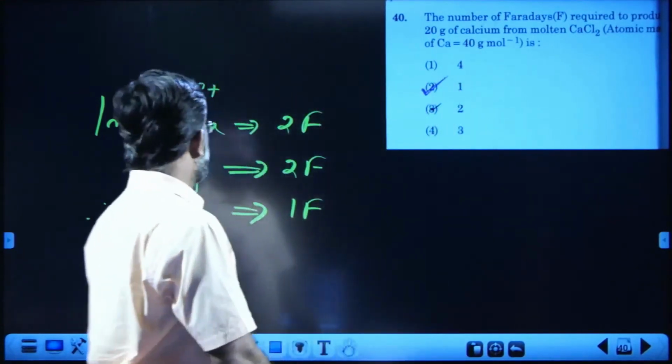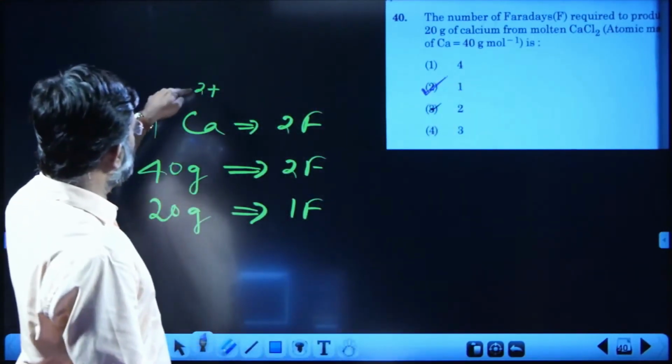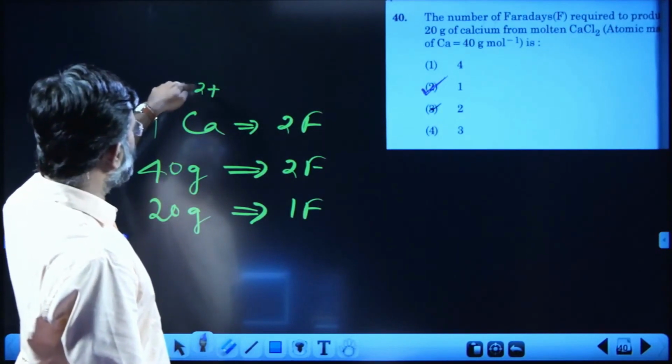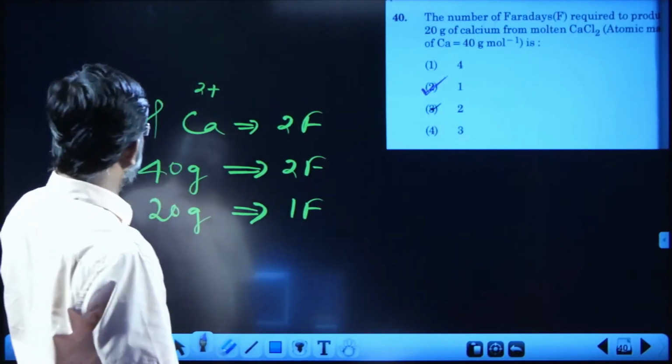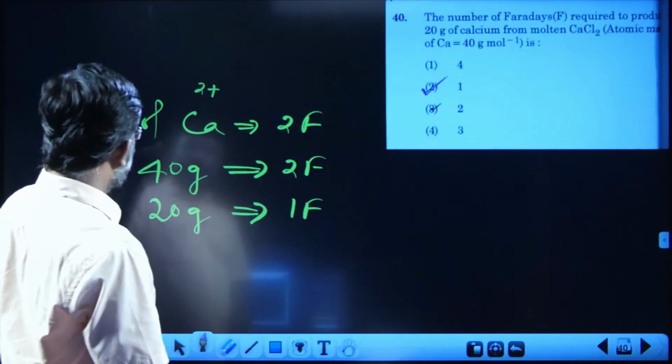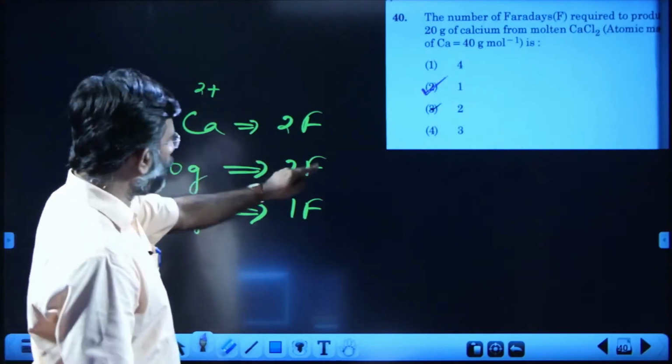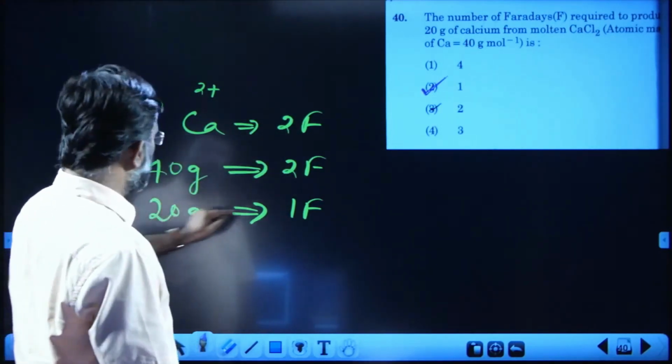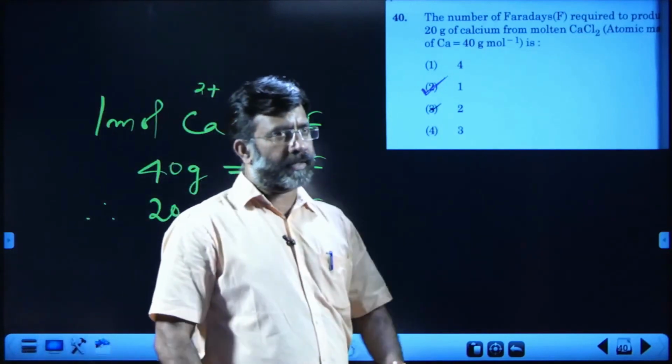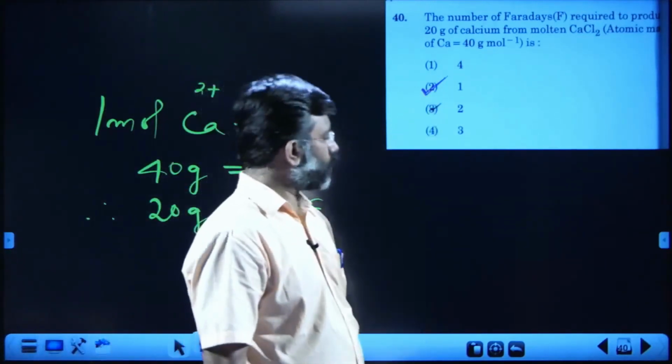1 Faraday. 1 mole calcium. The valency, n factor, is 2. Calcium is a divalent element. 1 mole requires 2 Faraday. 1 mole means 40 gram. 40 gram requires 2 Faraday. Therefore, 20 gram requires how many Faraday? That is the question. It is second choice.